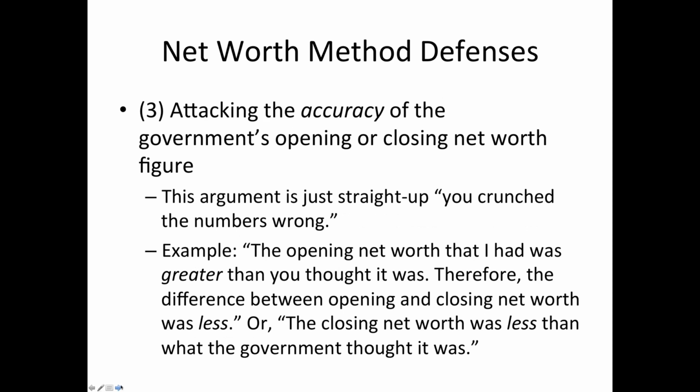Now, attacking the accuracy of the government's opening or closing net worth figure. This argument is straight up, you crunched the numbers wrong. The example here is the defense counsel arguing and the defendant stating that the opening net worth I had was greater than you thought it was. So the difference between opening and closing net worth was less, or the closing net worth was less than what the government thought it was. So it could be either or.